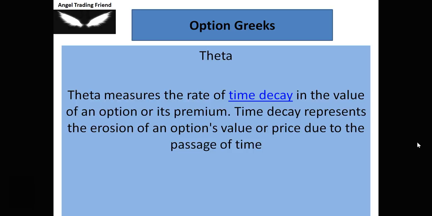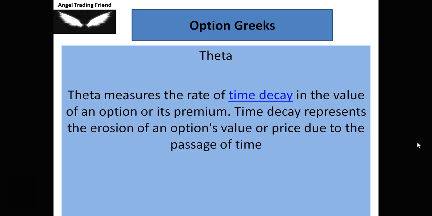Okay, so let me explain the definition and then I will give you examples so that you'll get very good clarity. Theta measures the rate of time decay in the value of an option or its premium. Time decay represents the erosion of an option's value or price due to the passage of time. In simple words, if you buy an option and it is presently at 100 rupees or 200 rupees or 300 rupees, you can see that by the end of expiry it almost comes down to zero if it is out of the money. That is nothing but because of theta. The time decay happens with time. As we move towards the expiry, the value becomes zero.